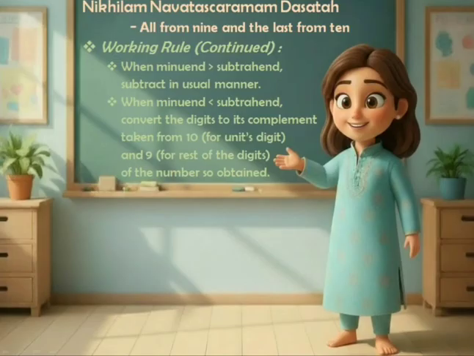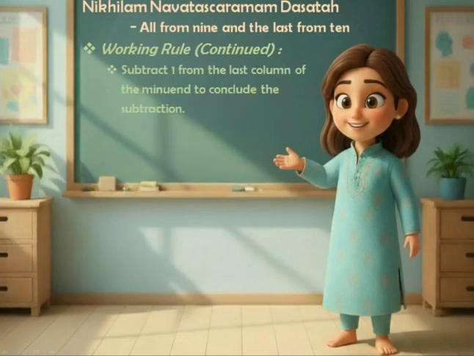Here are the rules. If the minuend is larger, subtract normally. If the minuend is smaller, take the complement of each digit. Remember, all from 9 and the last from 10. At the end, subtract 1 from the last column of the minuend. Why do you think we subtract 1 at the end? Yes, it balances the complement process.